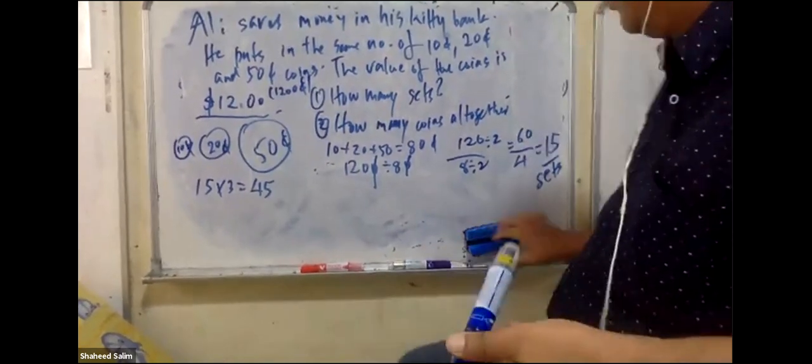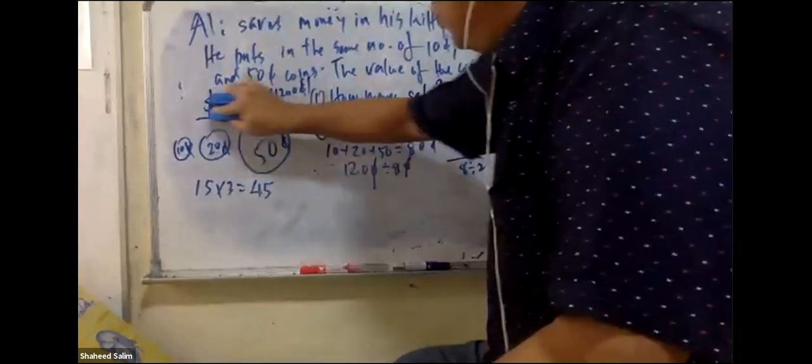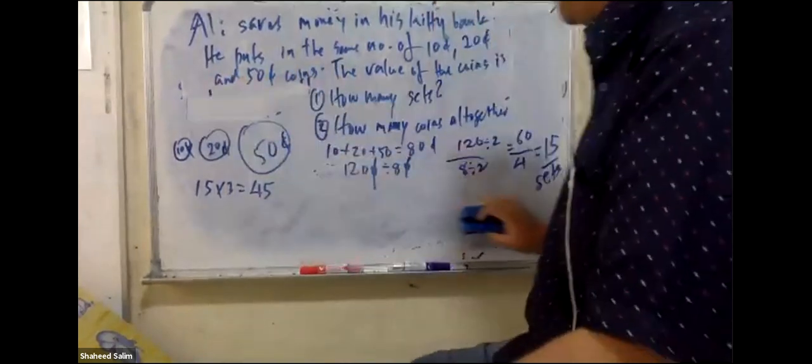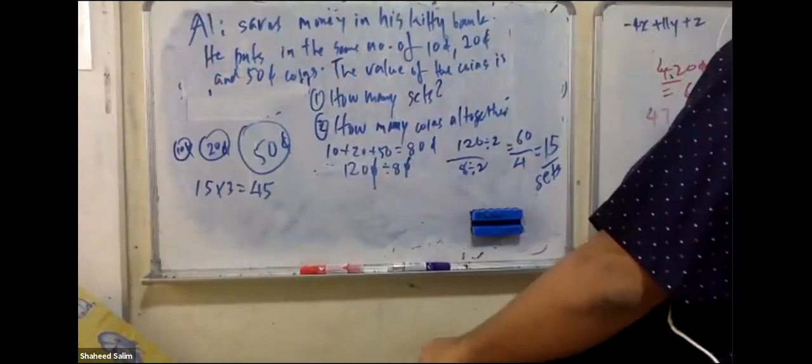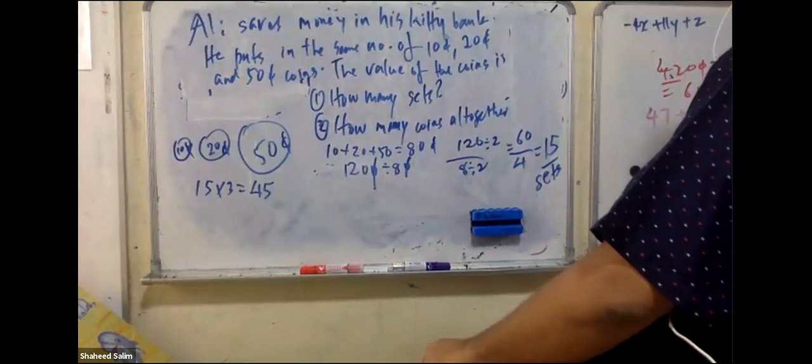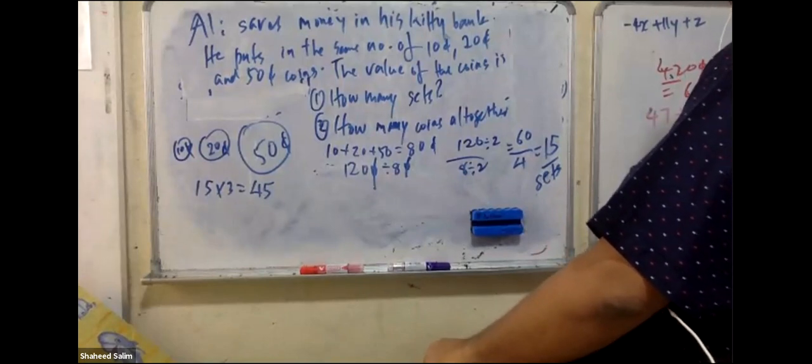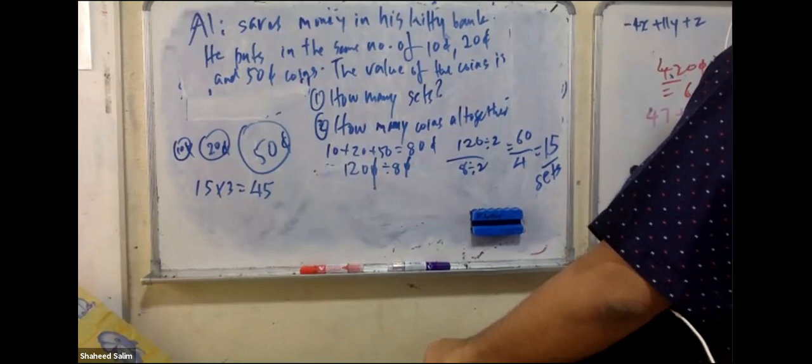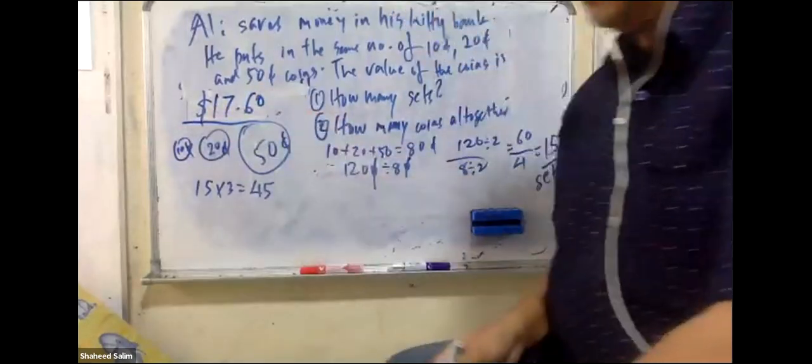Yes, we try another one, okay? Now same type question, but I give you a different amount. Okay? Wait, Shaheed, can I put something outside? Yeah, first? Good. Put. 1760. Find the number of sets and the number of coins.